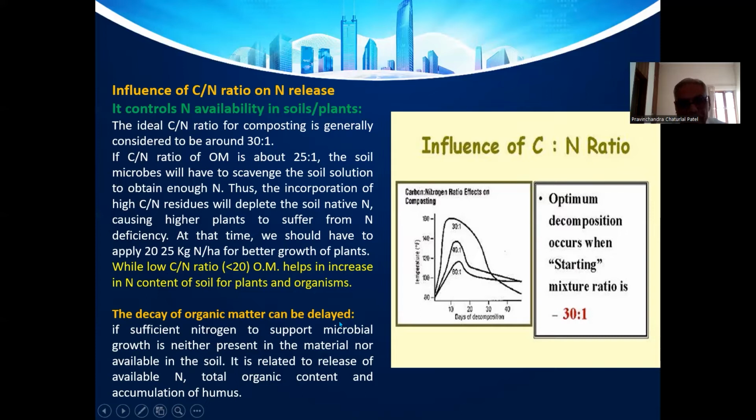The decay of organic matter can be delayed if sufficient nitrogen to support microbial growth is neither present in the material nor available in the soil. It is related to the release of available nitrogen, total organic content, and accumulation of humus. So optimum decomposition occurs when the starting mixture ratio is 30:1, that is, carbon 30 and nitrogen 1.